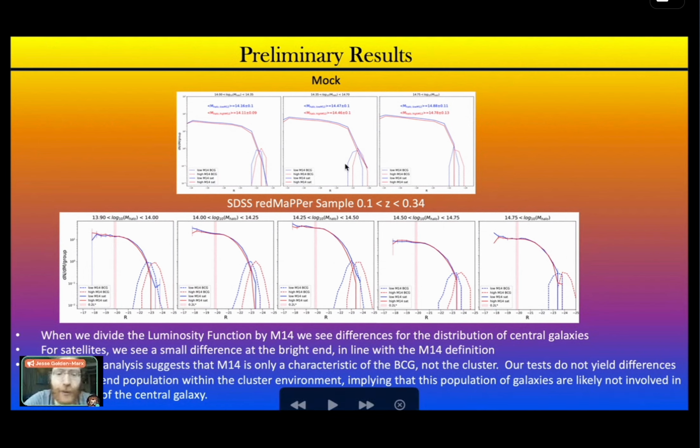For the satellite galaxies, we only see a very tiny difference and mostly at the bright end. But that's more in line with the definition of the magnitude gap itself. So our preliminary analysis suggests that the magnitude gap is only a characteristic of the BCG, not of the cluster itself.